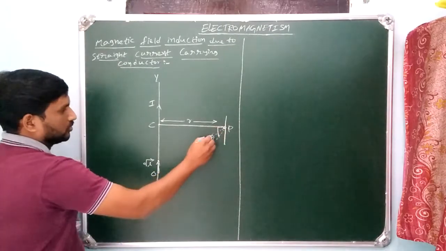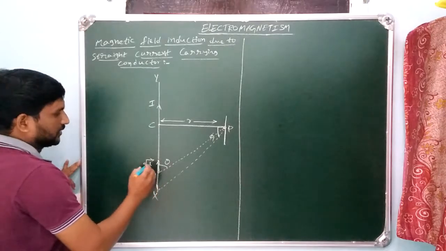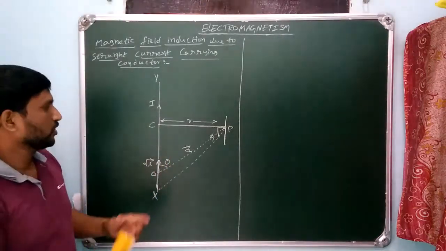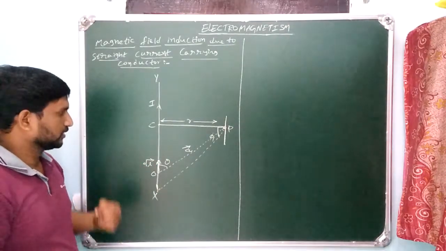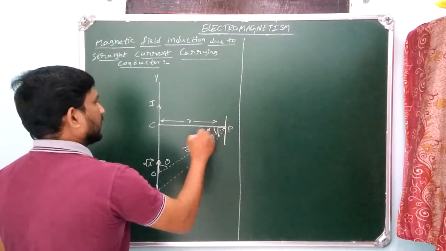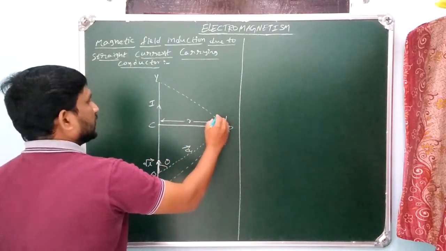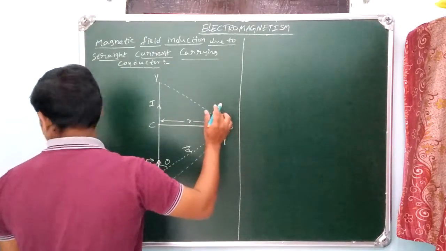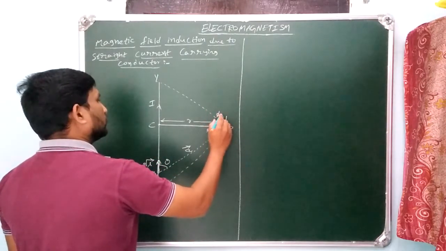Now from the point O, the angle is measured as theta, between the current element I dl bar and the position vector a bar. Let a bar be the position vector joining the point P to the current element I dl bar. From the Y end, the angle made with P is phi 2, and this angle is phi 1.